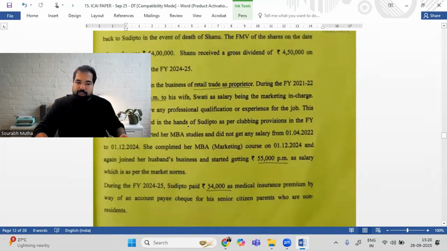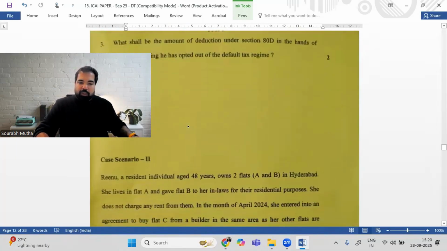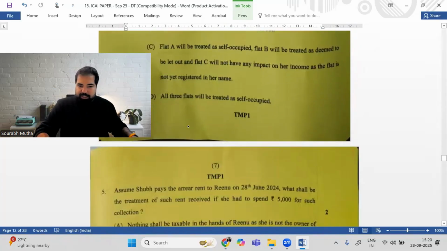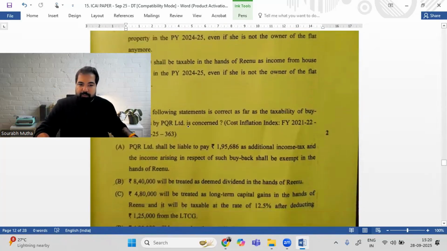Now let's go to the MCQs. Here are the MCQs on GST. Let's start with the first one.